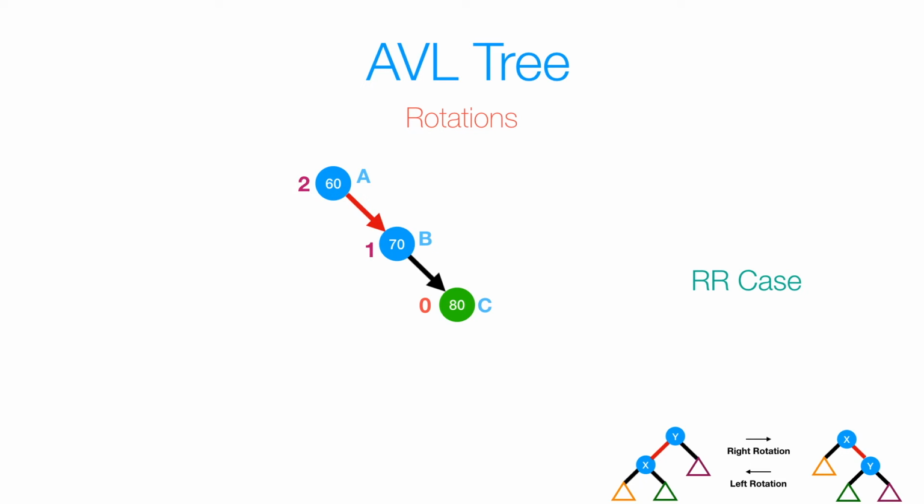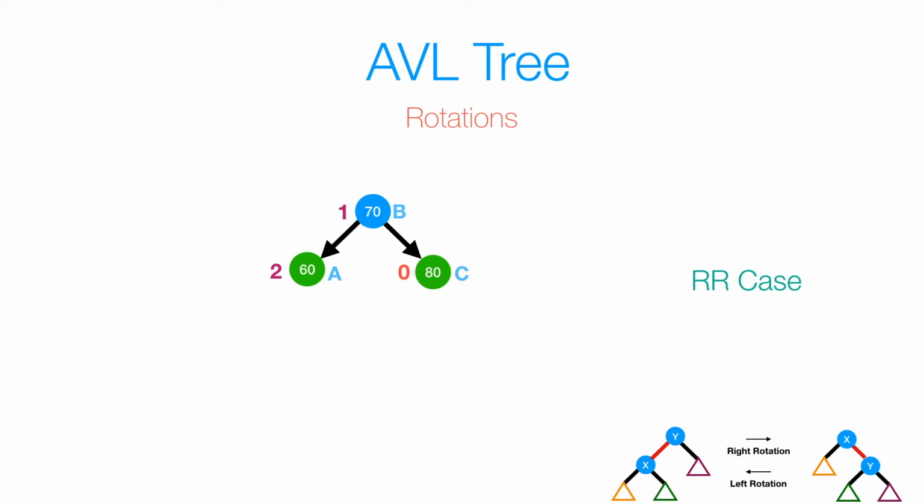So in this case, we're going to picture our hand on the link AB, and this time we're moving in an anti-clockwise direction. So if you move in an anti-clockwise direction, 60 goes below left, 70 goes above, and 80 remains attached to 70's right subtree. And that'll look like this. Now all we do is update the heights of our nodes A and B. So A now has a height of 0, and B's height remains as 1. And we're done. This is now a valid AVL tree.